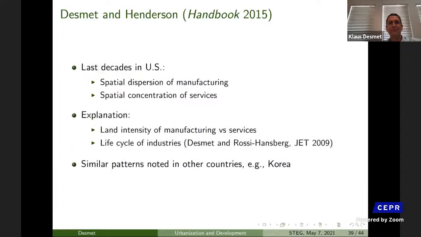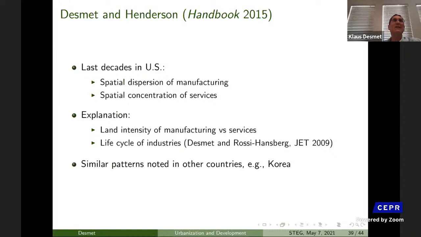Now if you move a little bit forward and ask what has happened in the last decades in the US and in some other developed countries, we see that although industry did urbanize in the early time period, more recently we see growing spatial dispersion of manufacturing. Manufacturing is still relatively concentrated, but it's becoming less concentrated across space over time. Whereas with services, we're seeing the opposite.